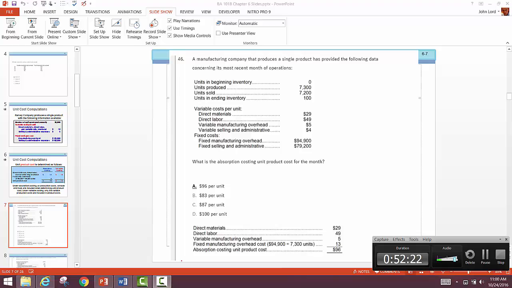So now I get what? I take off my fixed, I take off my variable, and that gives me what for my operating income? 115,200. Operating income is 115,200. Okay, well that's the same. Okay. All right, good. Then what? Then I'm going to go ahead and do this for what?